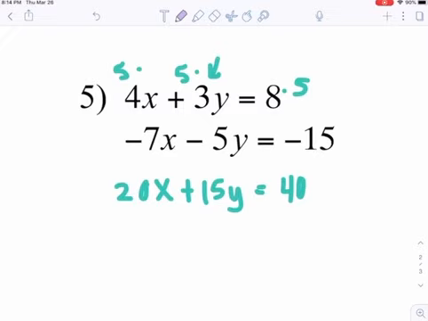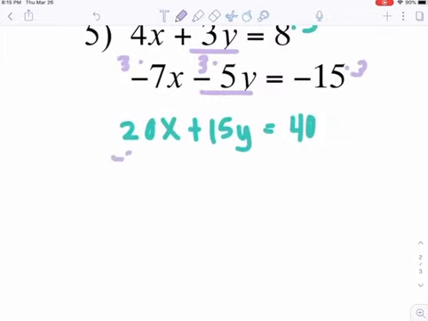So remember, I'm trying to make the y's eliminate, so they need to be the same number but opposite signs. So luckily they're already opposite signs. Okay, and how could I change this so that it becomes negative 15? Well, I need to multiply by 3. If you multiply one piece by 3, you have to multiply everything by 3. So I get negative 21x minus 15y equals negative 45.